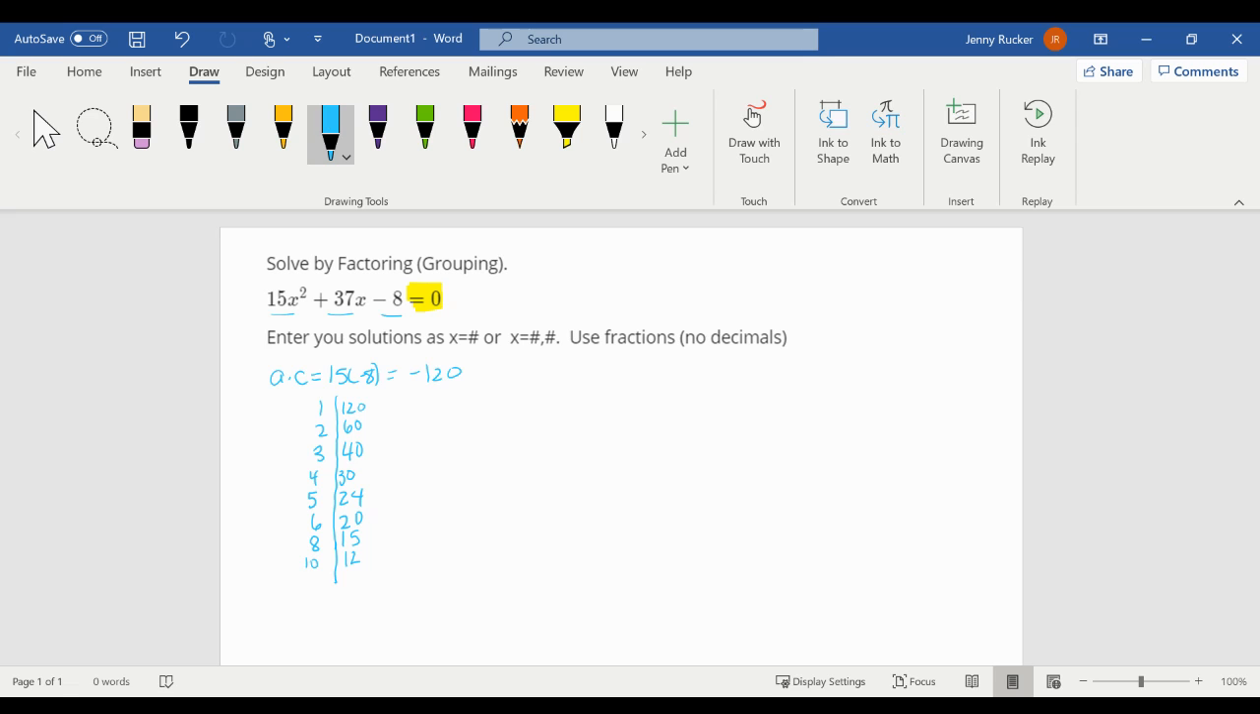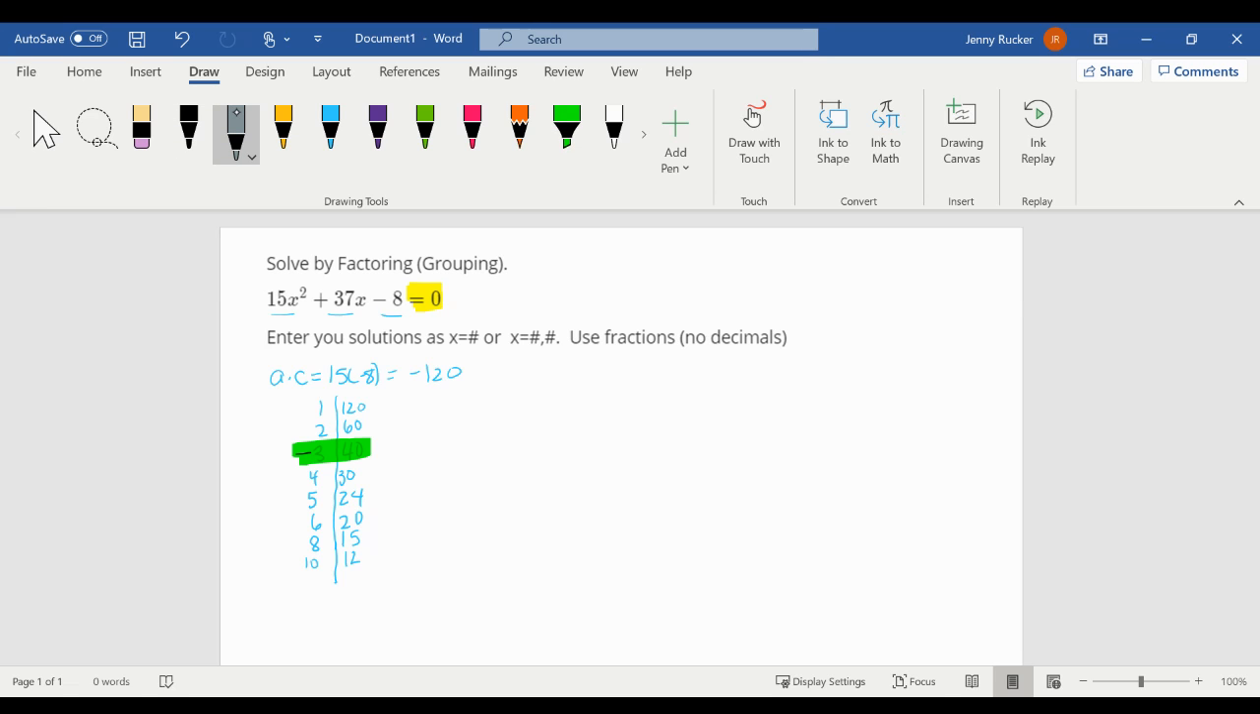So out of this list, we know that one of these pairs will replace b. And I know that it needs to multiply to get to negative 120 and add to get to 37. If I look at this 3, 40 pair, if I make the 3 negative, I can do negative 3 plus 40, and that's 37. Negative 3 times 40 is negative 120. So that seems like it's a really good fit for this problem.